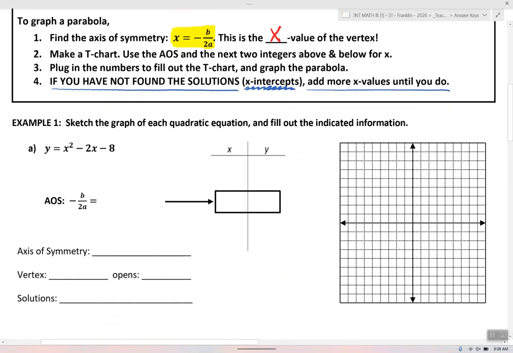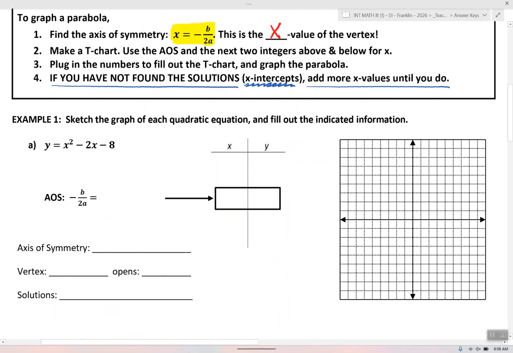So we're going to do two examples here. First one, we have y equals x squared minus 2x minus 8. And remember, if you don't have a number coefficient, it's a 1. So it's actually a 1x squared here. So in this function, our a value is 1, our b value is negative 2, and the c value is negative 8. Just good to keep in mind.